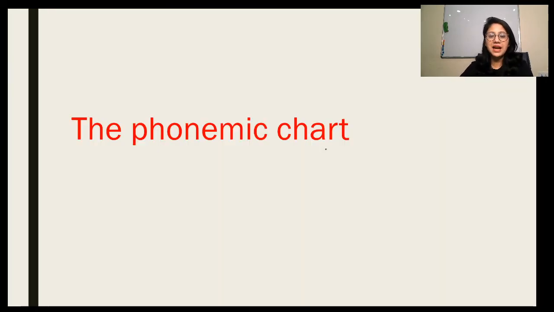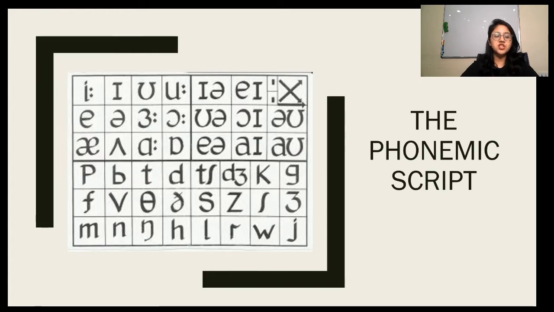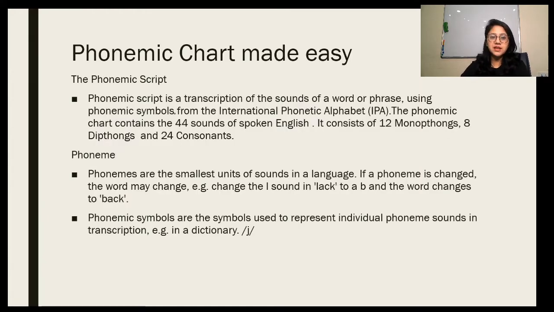Now, let's have a look at what a phonemic chart is. It is a transcription of the sounds of a word or phrase using phonemic symbols from the International Phonetic Alphabet. The phonemic chart consists of 44 sounds of spoken English. It consists of 12 monophthongs, 8 diphthongs and 24 consonants. I'll be showing all of you these in the earlier slide, so that you are in a better position to understand what these mean.